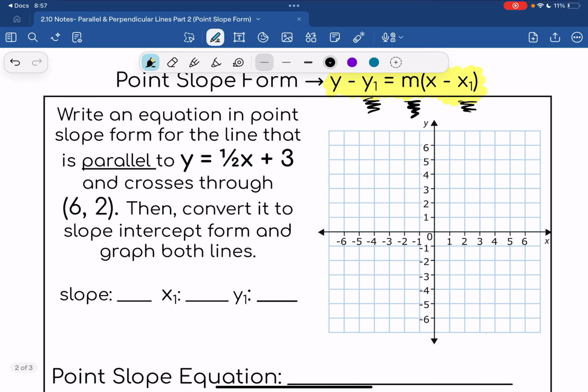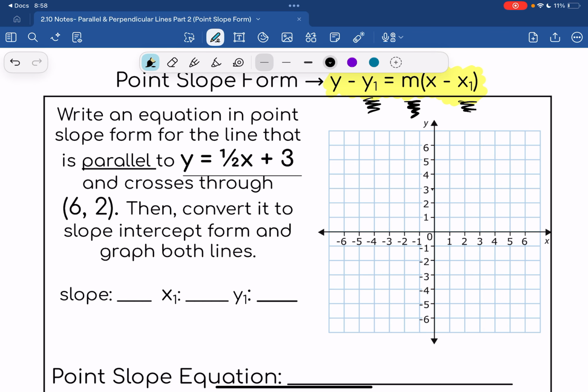Okay, in this first problem, we are going to write an equation in point slope form for the line that is parallel to y equals 1/2 x plus 3 and crosses through (6, 2). So we are given our original line. So I'm actually going to start by graphing that one because we're going to end up having to graph both of them. So we're going to start with our original line. This is me just graphing this y equals 1/2 x plus 3.